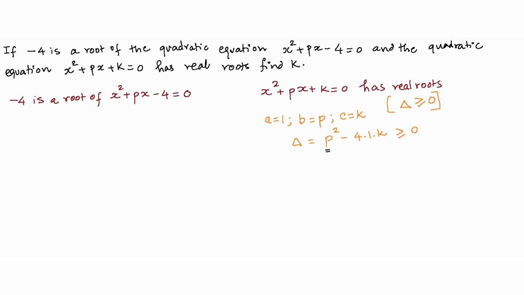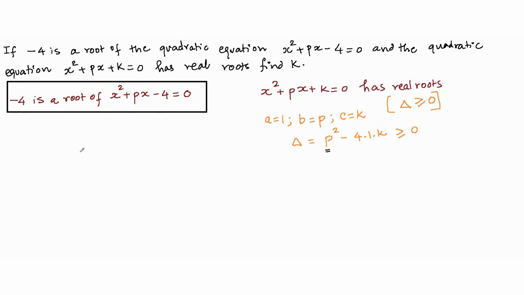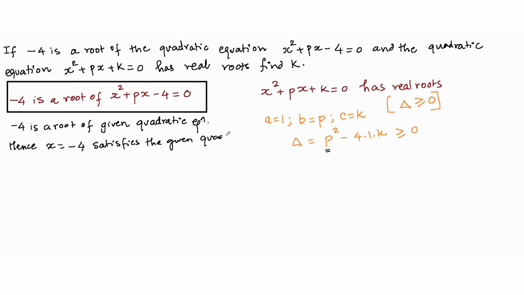It's given that minus 4 is a root of this given quadratic equation. Now if minus 4 is a valid root, then if I substitute x as minus 4, this equation holds true. So minus 4 is a root of the given quadratic equation. Hence, I can say that x equals minus 4 satisfies the given quadratic equation, right? Which means I can substitute x as minus 4.